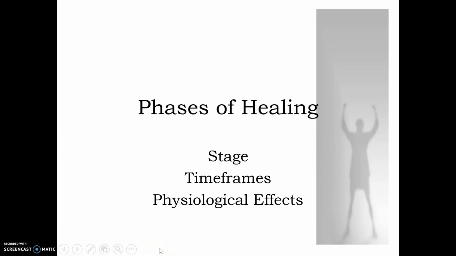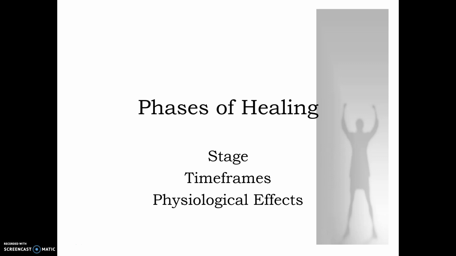This recording is going to talk about the phases of healing. So this is to match into your journal on the phases of healing section. It's a big chart. You'll see the chart has 4 different columns. The first column says the stage, the second column says time frames, the third column says physiological effects, and then there's a section for therapy ideas.